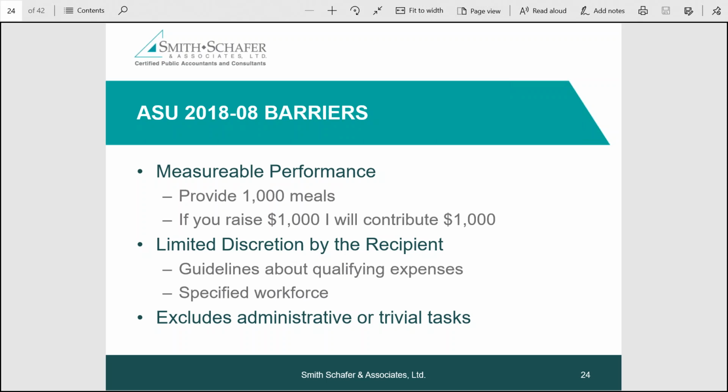A barrier, and this is very important to note, administrative tasks or trivial tasks are not considered barriers. Most grants, even to get the second year of funding, require you to fill out some sort of report on how you spent the first year of money. Well, that's just an administrative task. That's just a report. That's not a condition that's going to limit you from recording a 2-year grant receivable or some sort of contribution.